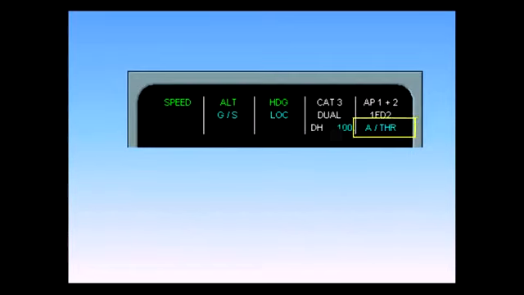The last line displays the auto throttle status. A THR in blue means that the auto throttles are armed but not actually operating. A THR in white means that the auto throttles are engaged and operating. A blank means that the auto throttle system is off.